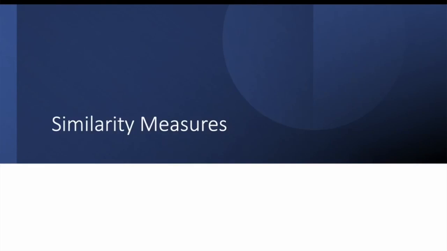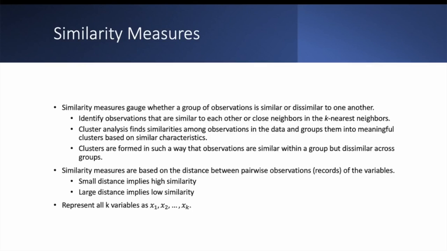In this recording, we will be discussing similarity measures. Similarity measures gauge whether a group of observations is similar or dissimilar to one another. They identify observations that are similar to each other, or close neighbors, in K nearest neighbors. This technique will be discussed in one of the chapters later.